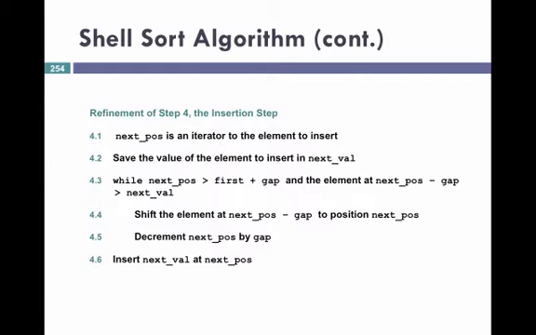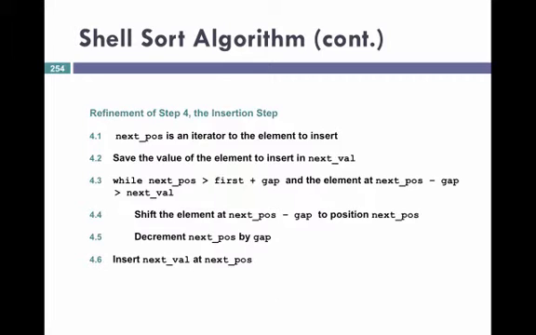Now the refinement of step 4, we can have a next pos as an iterator to the element to insert. We save the value of the element to insert in next val, and while next pos is greater than first plus gap, and the element at next pos minus gap is greater than next val, we shift the element at next pos minus gap to position next pos, and we decrement next pos by gap. Then we finally insert next val at next pos. So this is just the part of the insertion sort where we're determining where to insert that value.